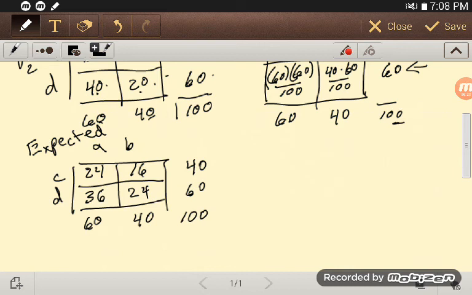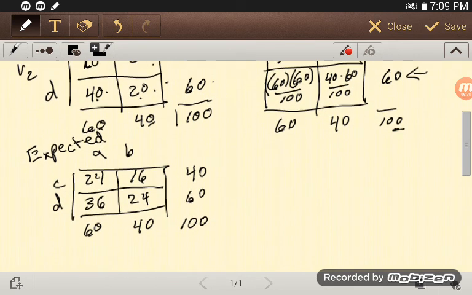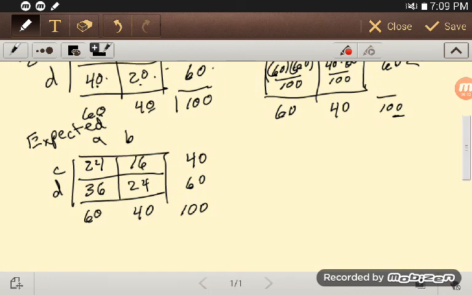So we start with our actual data, but we look out here at the margins, at these totals on the ends, and from those we build something that's perfectly independent. And so you see 16 is 40% of 40, 24 is 40% of 60, and 36 and 24, sorry, work that same way for 60%. So that's our expected. And then what the chi-square does is it looks at the difference of those two.